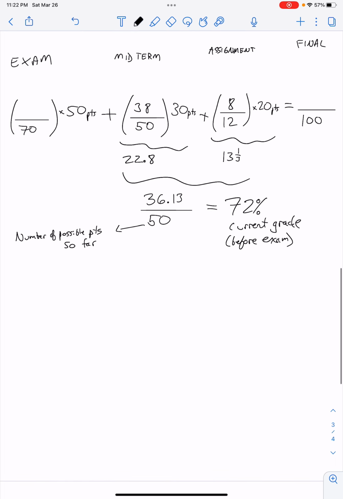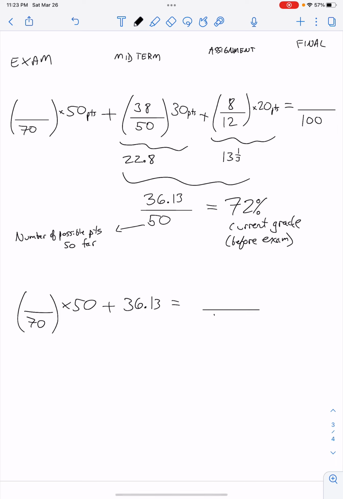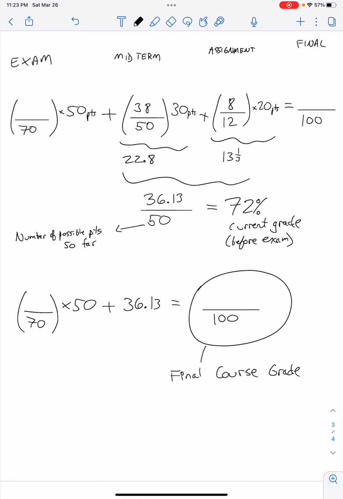And so, it's the same as before. When we think about what each question is worth, maybe we can think about it in terms of its impact. So we've got, it's out of 70. It's worth 50%. And we've already got 36.13 points, and that's where you're able to figure out your final total course grade. And you can kind of look at the range of what you might get.